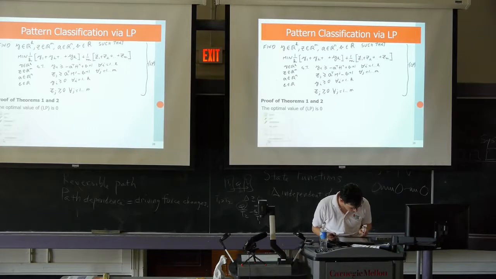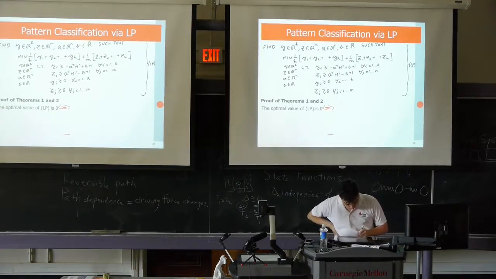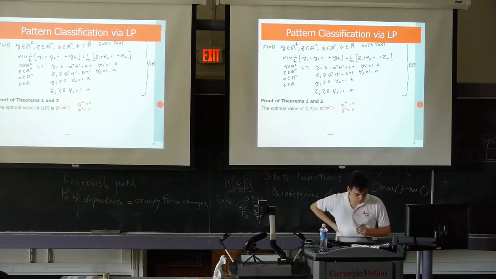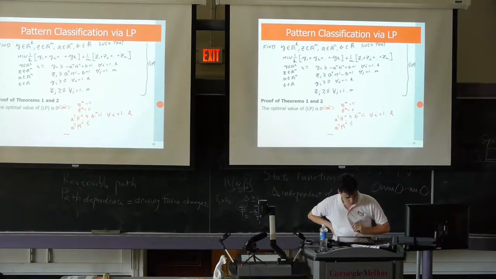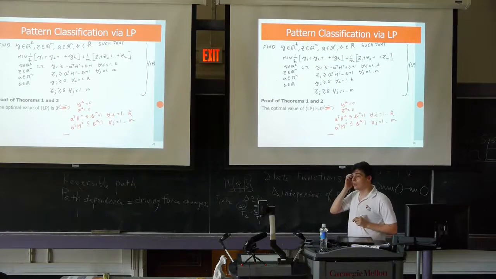Right, so this is what we can see. The optimal value of the LP is zero if and only if y star is zero and z star is zero. And in that case, A transpose h_i is bigger than b star plus 1 for all i in the H group. And we also have that A transpose m_j is less or equal than b star minus 1 for all j in the M group.